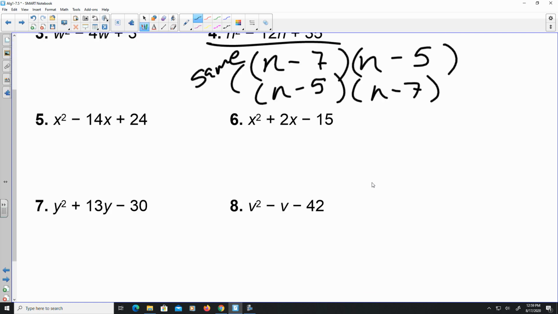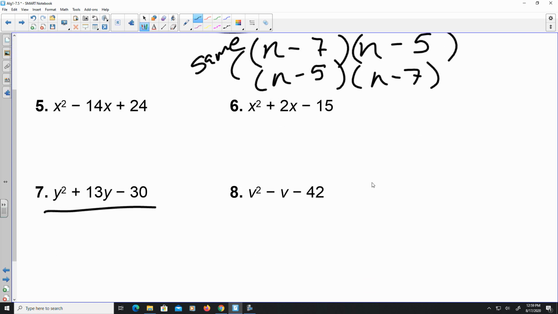And let's look at example 7 here. So I got y and y. Second sign is a minus. So I know the signs are different, plus minus. Larger number is attached to the plus. So now the question is, what two values give me a product of 30, but their difference is 13? Well, 15 times 2 is 30, but 15 minus 2 is 13.